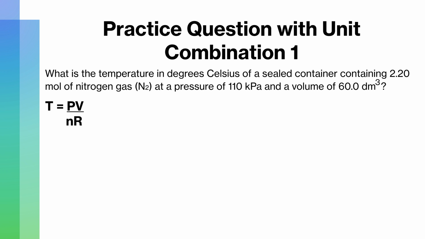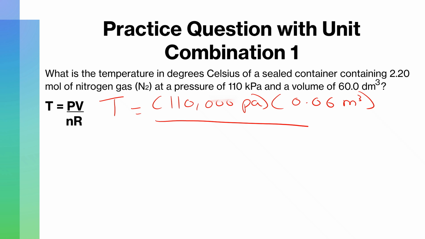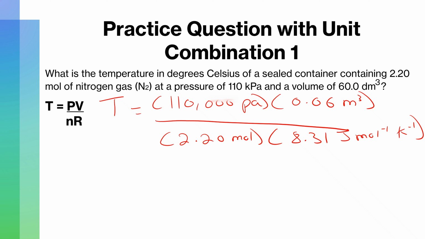So let's do T equals 110,000 pascals for pressure, multiplied by the volume of 0.06 cubic meters. We're going to divide that by an amount of 2.20 moles, and multiply that by our gas constant, which is 8.31 joules per mole per Kelvin. And we're going to get an answer to three significant figures of 361 Kelvin for temperature.